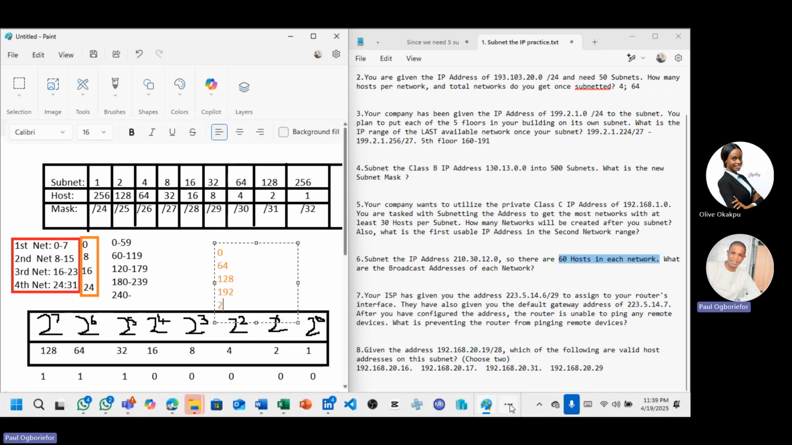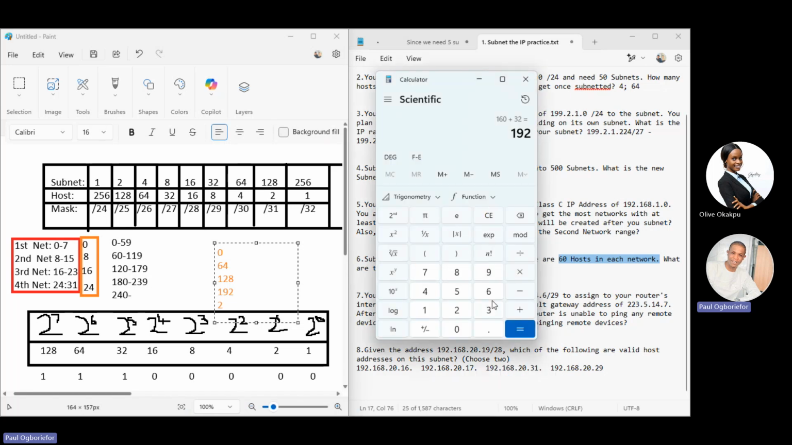Let me use my calculator. 128 plus 64 will give us 192, plus 64 will give us 256. So these are the total number of hosts we can get. Host IDs, I mean to say.